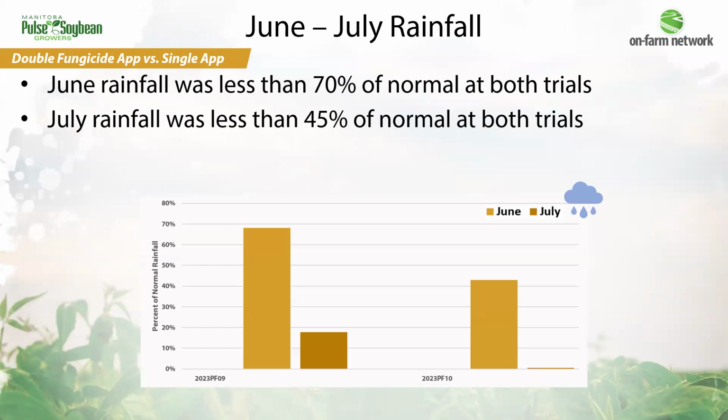Here's percent normal rainfall for June and July at each individual trial. June and July rainfall were below normal at each trial. At PF09, we had close to 70% of normal June rainfall, but less than 20% July normal rainfall. And at P. fungicide 10, we had just below 45% normal June rainfall and nearly no July rainfall.